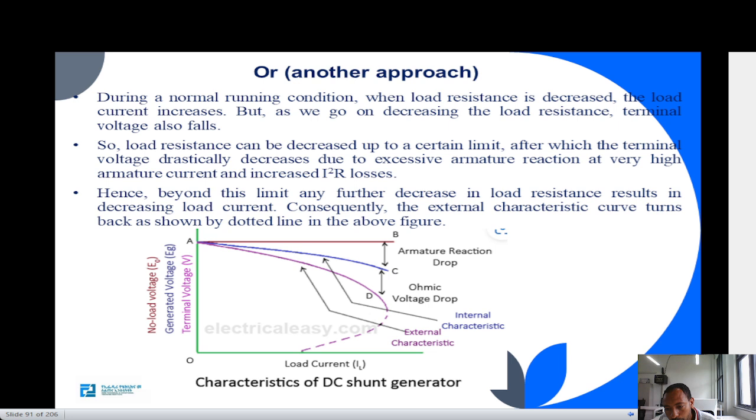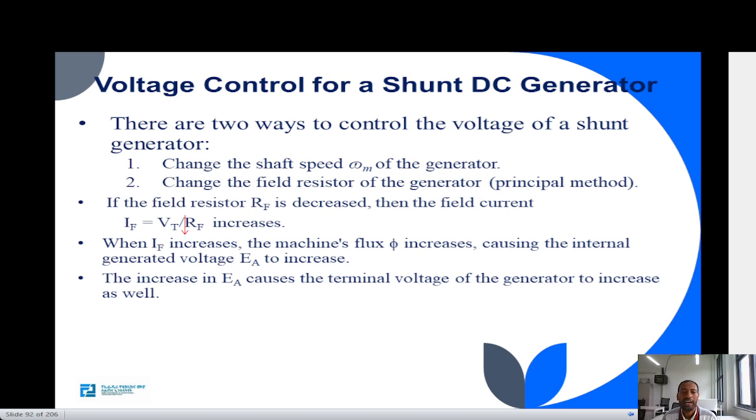So we usually apply such type of generator where a steeper curve is required. We'll see where that is. And the next point is voltage control of shunt DC generator. After all, our machine is a generator, so it is expected to produce voltage or power. So we need to control the terminal voltage.